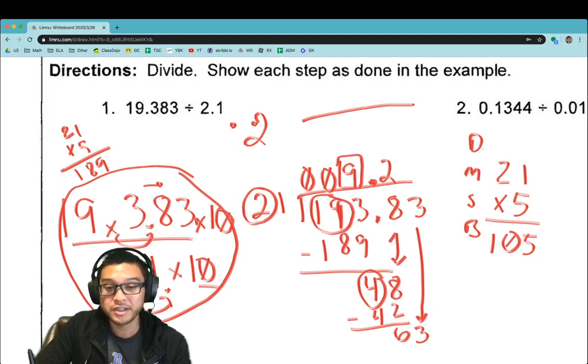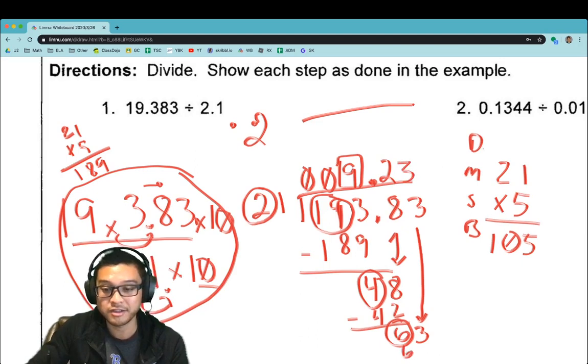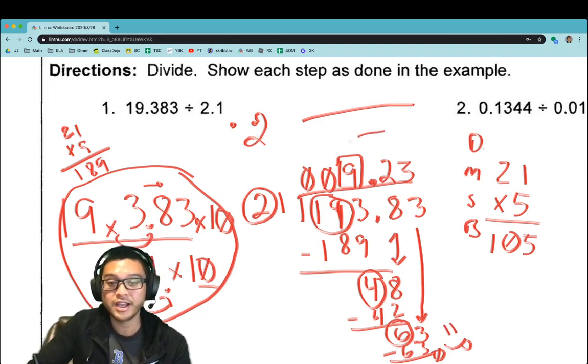So now we have 63, so same strategy. I see a 6 right there, so I'm going to think, oh, I know 2 times 3 is 6, so I'm going to try 3. And then 21 times 3 is indeed 63, running out of space down here, okay? And you get a remainder of 0. So there's your answer. Your answer is 9 and 23 hundredths, okay?